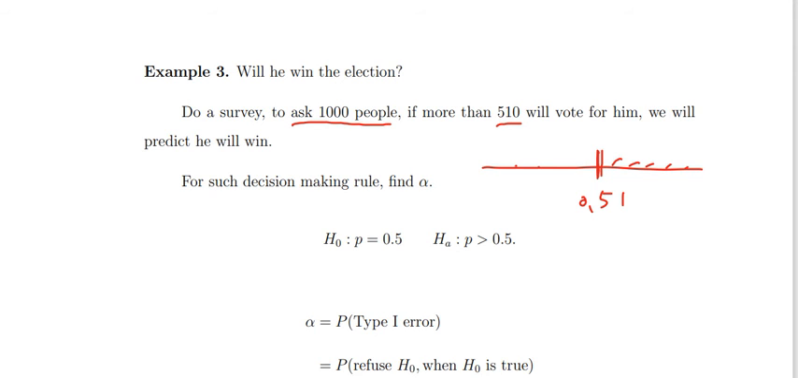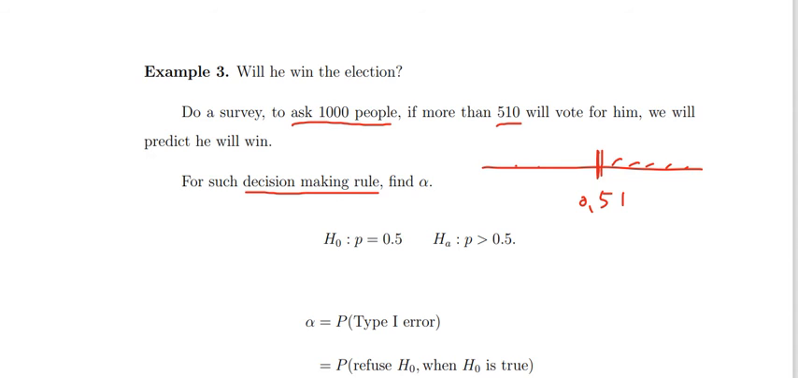Okay, so we have this decision making rule, right? We just do a survey. If the sample percentage, the sample proportion, is larger than 51%, we will predict he will win. Otherwise, we will not believe him. We will say he may lose the election, right?